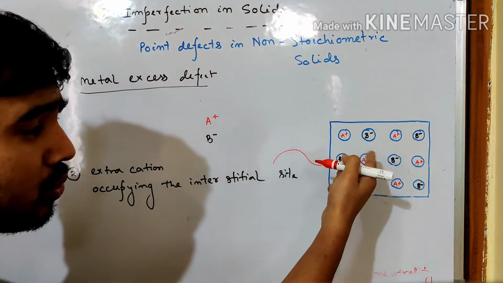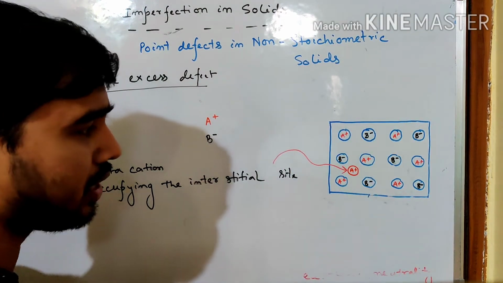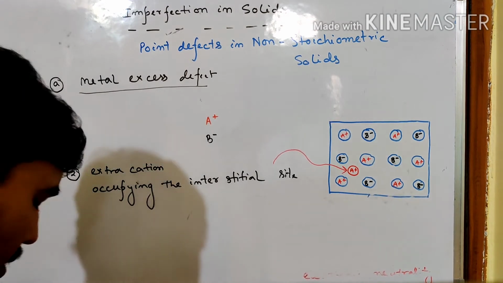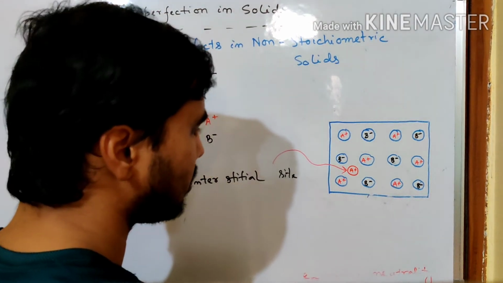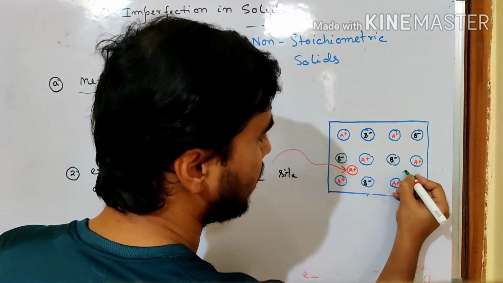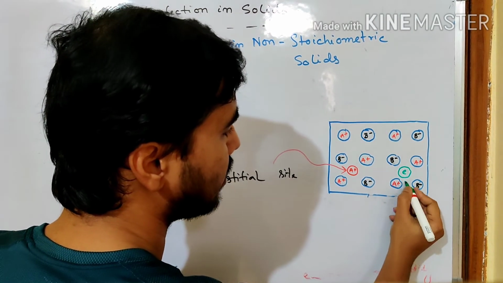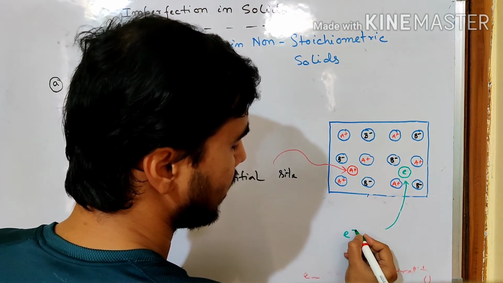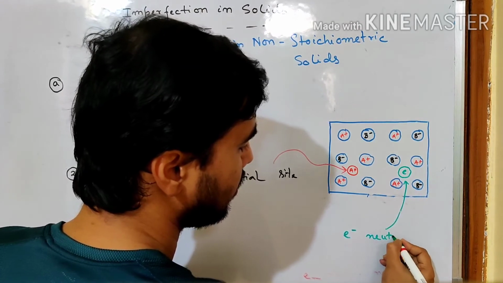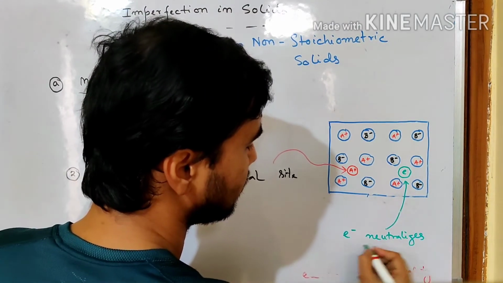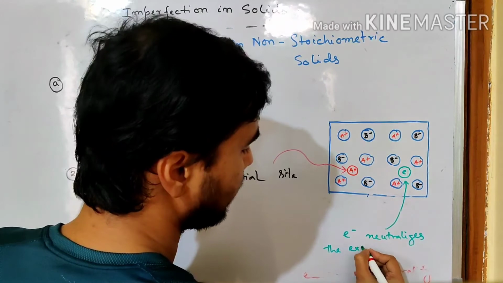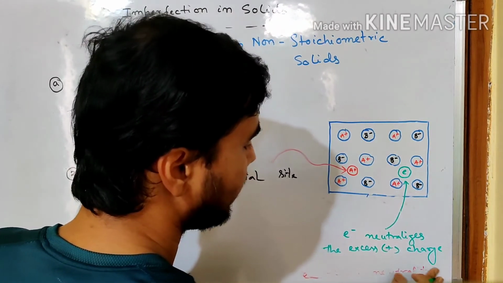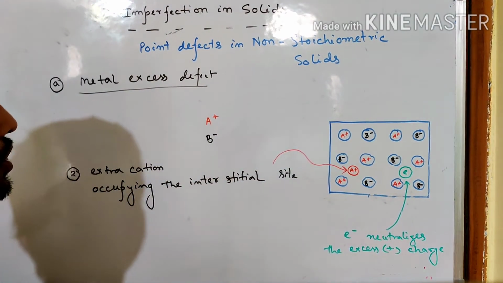But it will give rise to extra cation, means extra positive charges. But the electrical neutrality has to be maintained. So to maintain that, what happens? One electron will be present. Electron neutralizes the excess plus charge, and it is also occupying the interstitial position.